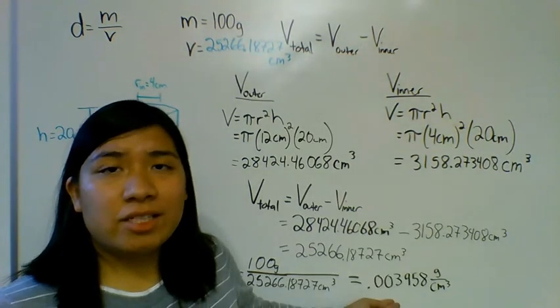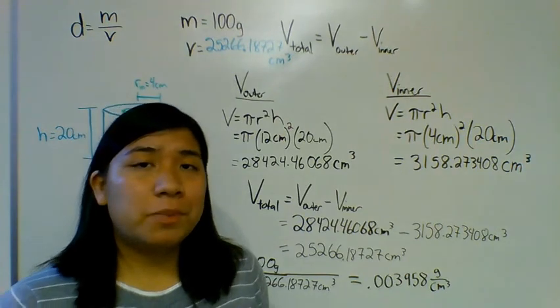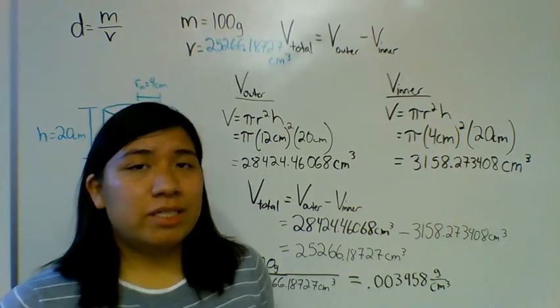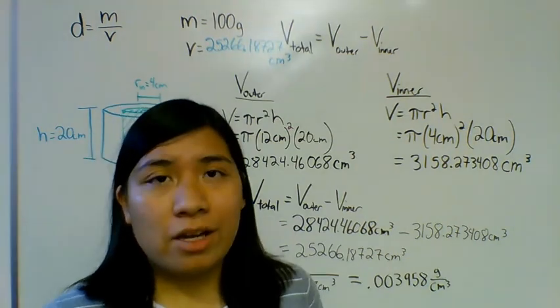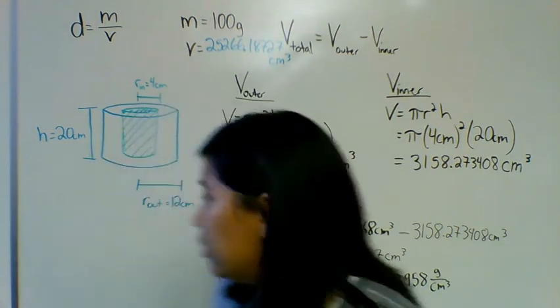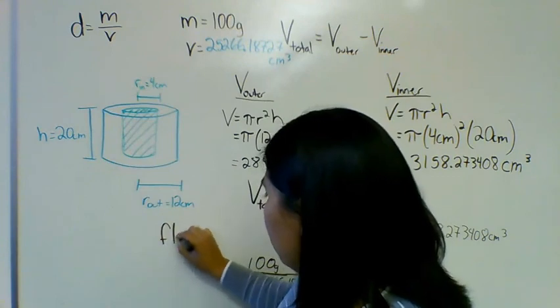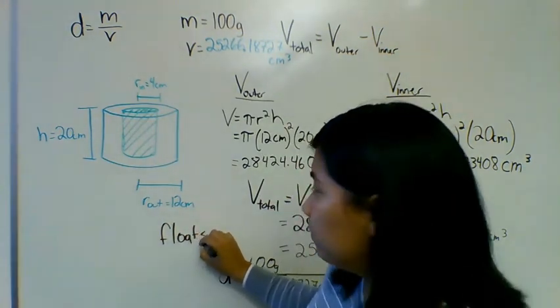We see that this answer is below 1 gram per centimeter cubed, which is the density of water. Since it is less, we know that this hollow shape will float. So I'm going to put floats.